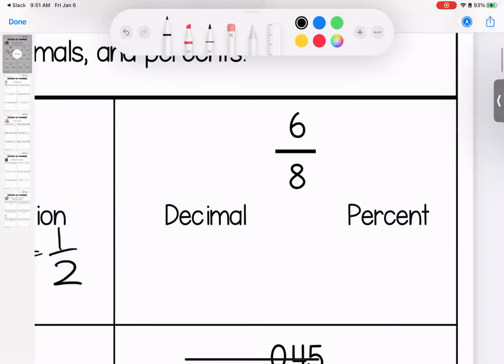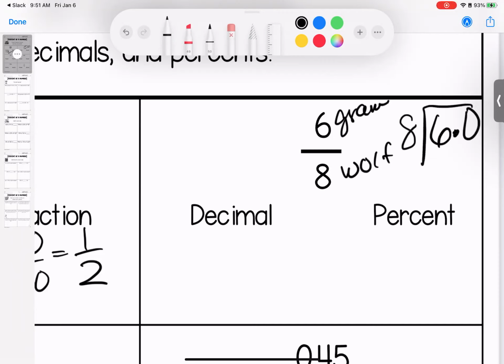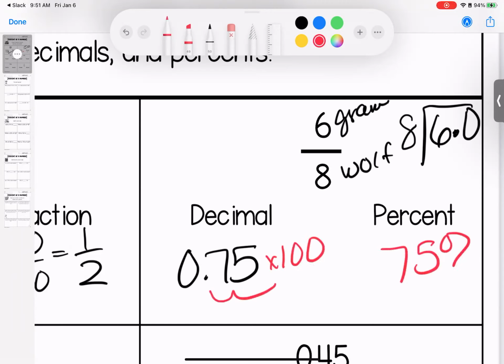Okay, make a match. Over here, 6 over 8. You're going to have to divide this one out, but it divides nicely. Remember that the 6 goes in the house. This is Graham. This is our wolf. 6 divided by 8, decimal 0. When you divide it out, you're going to find that it's 75 hundredths. And to make that a percent, we're going to multiply it by 100, which means move that decimal 2 times to get 75%.